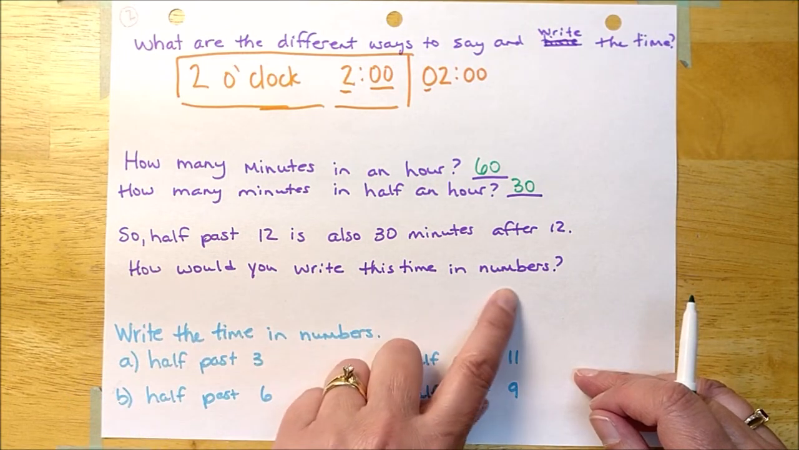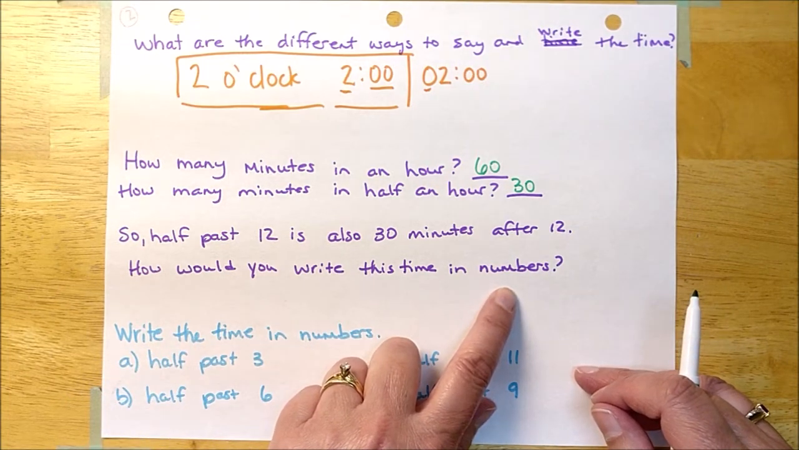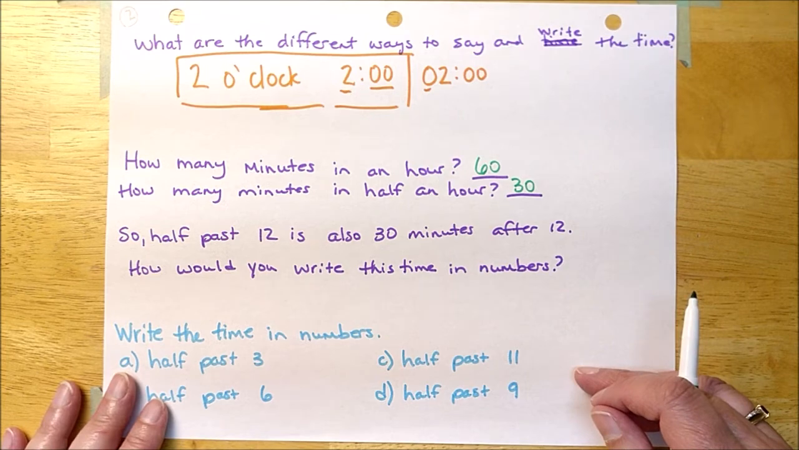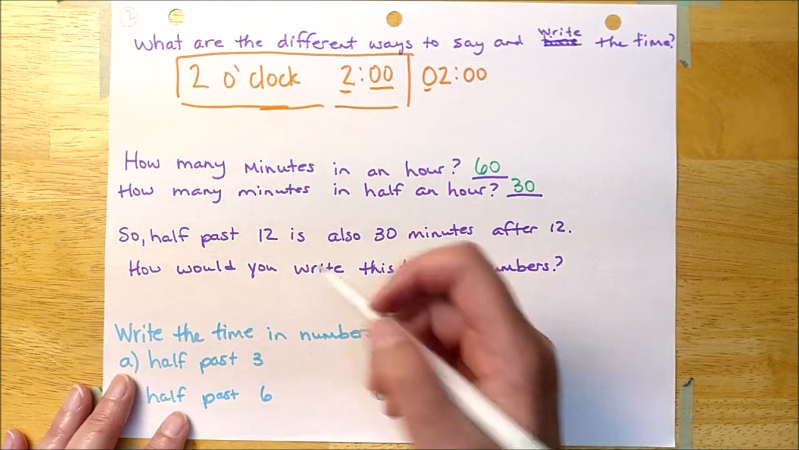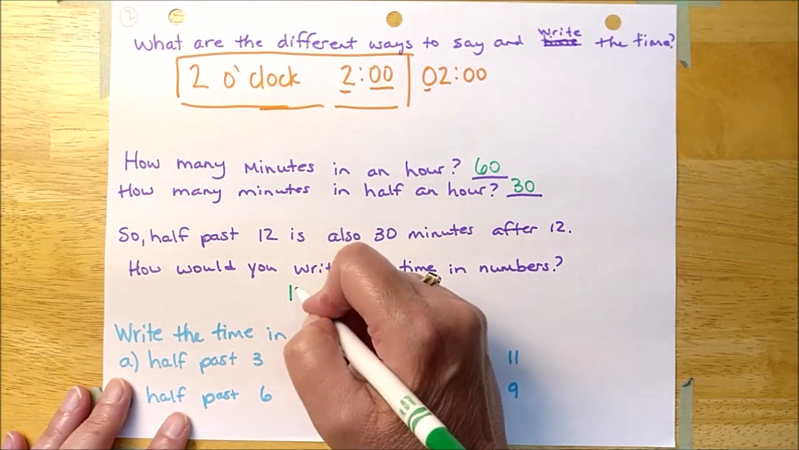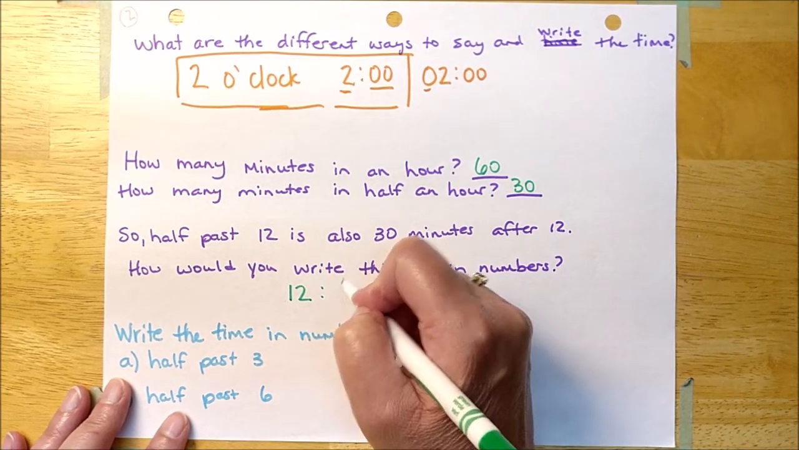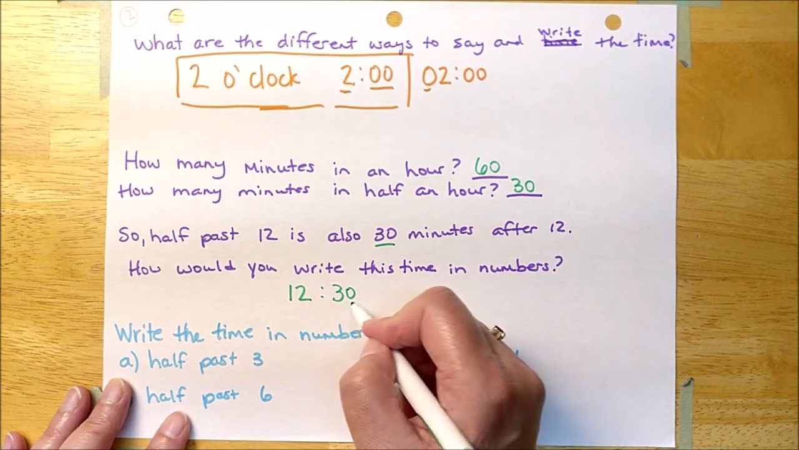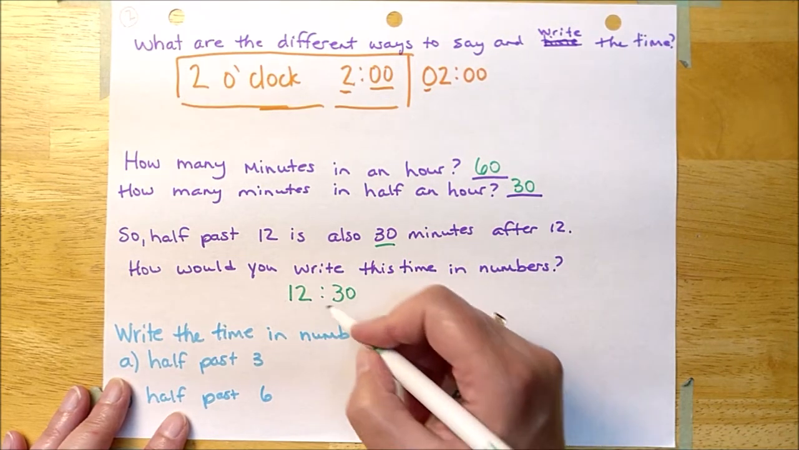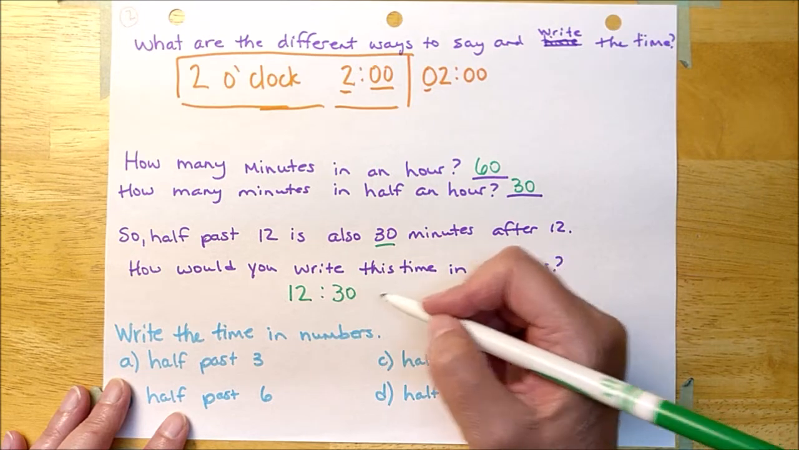How could you write this time in numbers? How could you write that it was half past 12 in numbers? I would say that it's 12, that's my hour, and it's 30 minutes past. So 12:30.